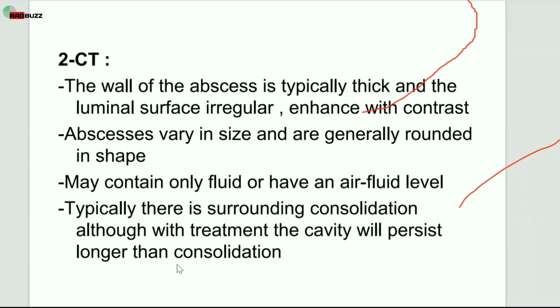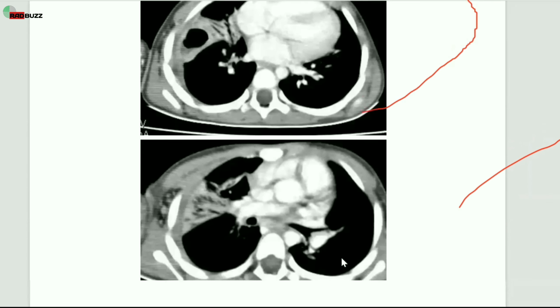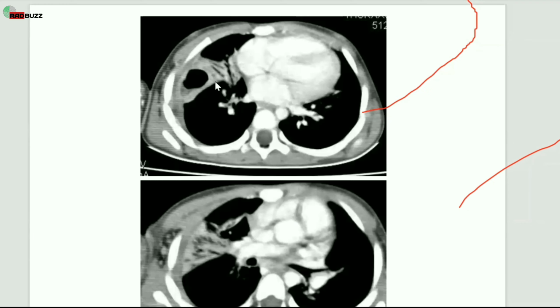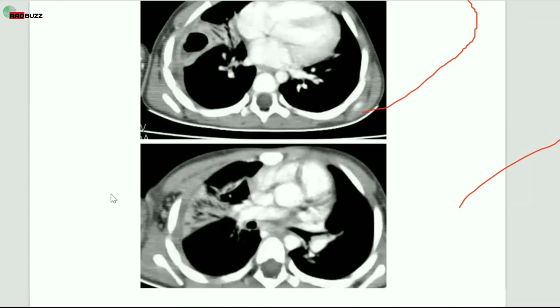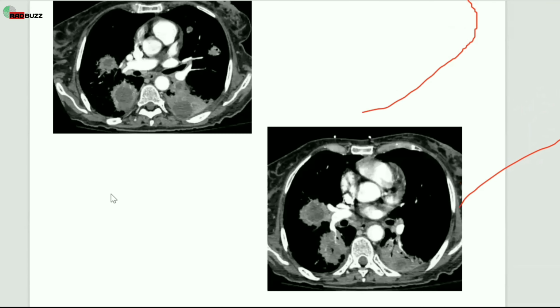They can be surrounded by consolidation. With treatment, that cavity will persist and then the consolidation resolves with the passage of time. So this is like an abscess with a cavity, an air-fluid containing cavity. And there's a consolidation at the periphery below, which will resolve with time. Okay, abscesses can be multiple.